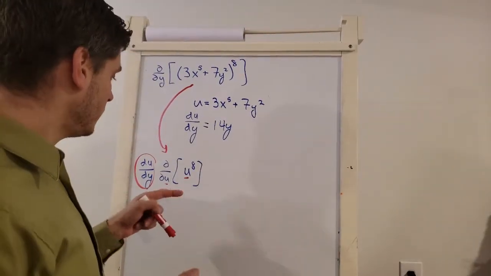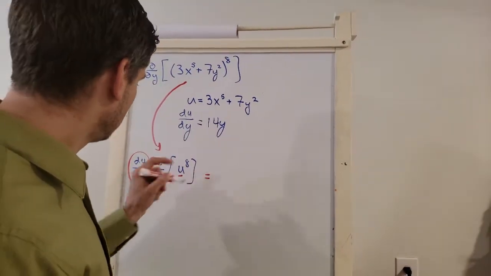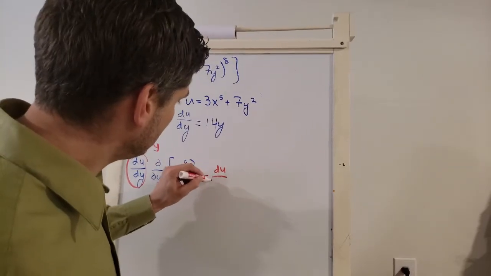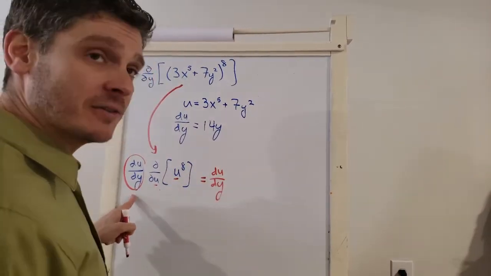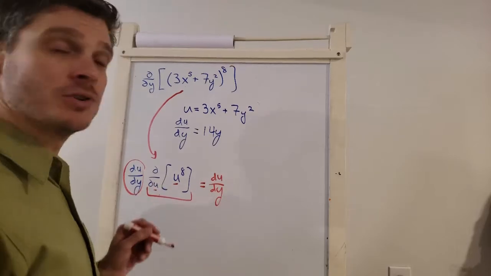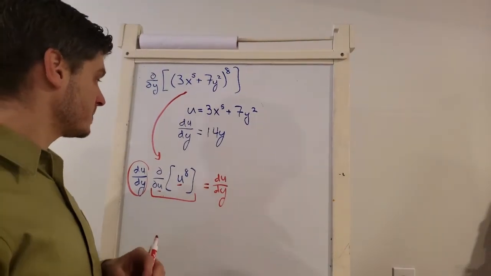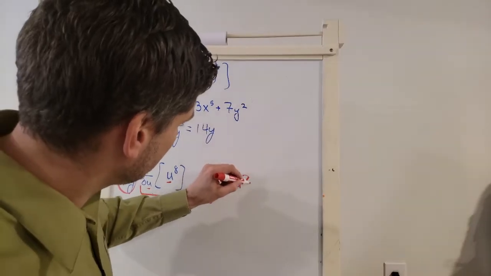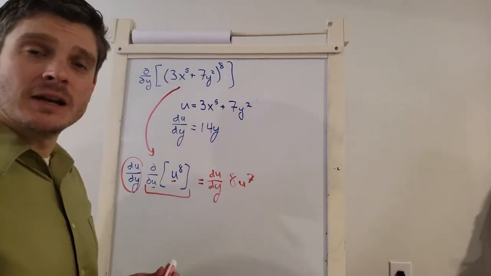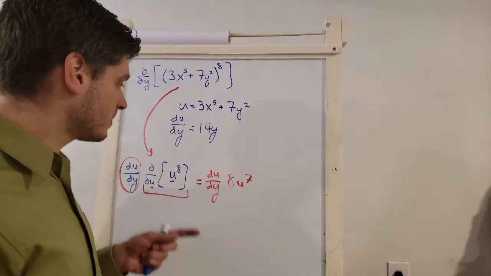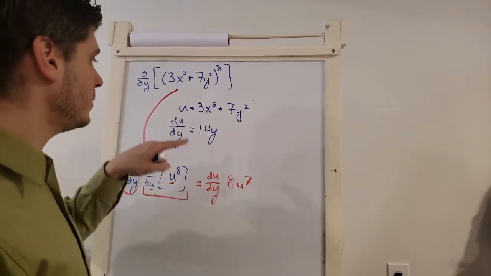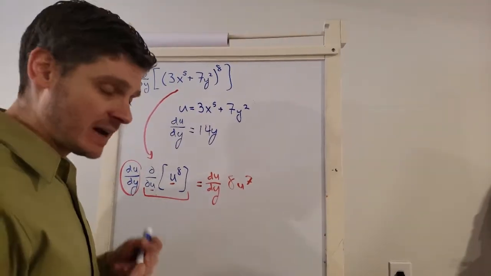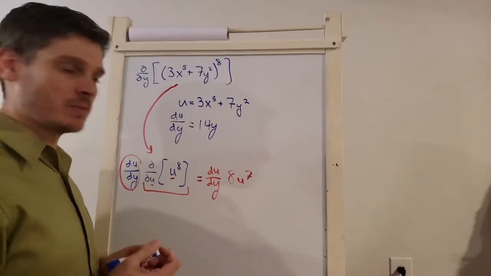Now, we can go through and take a look at this problem and see that I have my du dy in the front. And then this part, the derivative of u to the 8th with respect to u is 8u to the 7th. And then all we have to do is just plug in our original u, plug in our du that we found, and we're done with this part of the problem.